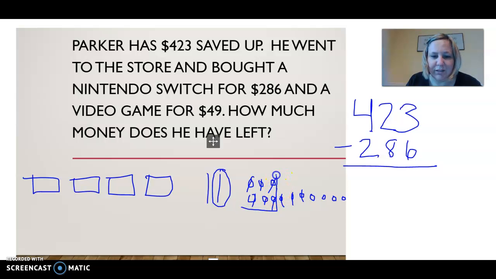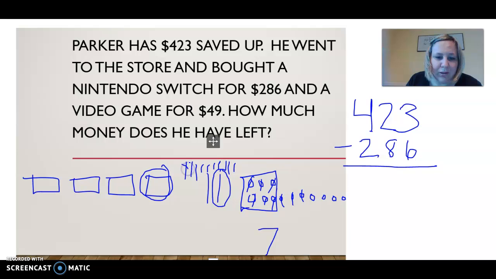I made a mistake, guys, and I don't have a way to erase it. So pretend that I didn't cross those off. So I have 1, 2, 3, 4, 5, 6, 7. Then I need to take away 8, but I can't. So I'm going to have to come over here, separate this 100 into 10 tens. 1, 2, 3, 4, 5, 6, 7, 8, 9, 10, and take away 8.